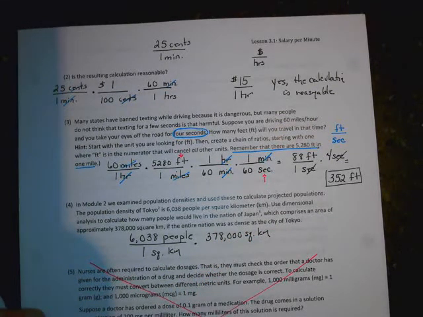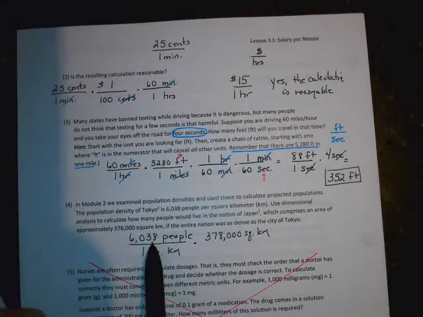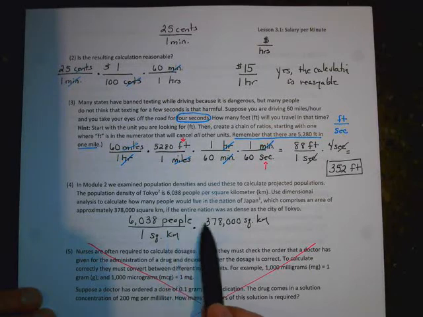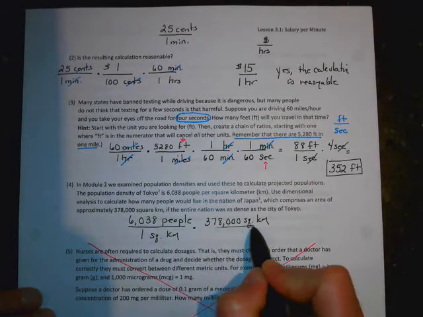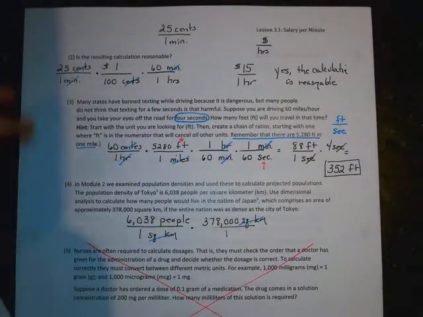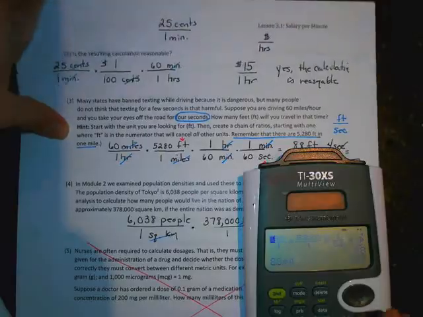Does that make sense? So for every 1 square kilometer, this is the number of people, and this is how many square kilometers. So we're just going to multiply those two. I mean, if you want to put this over 1, you can, but you see the square kilometers cancel, and you're just left with people. So let's see how many people.